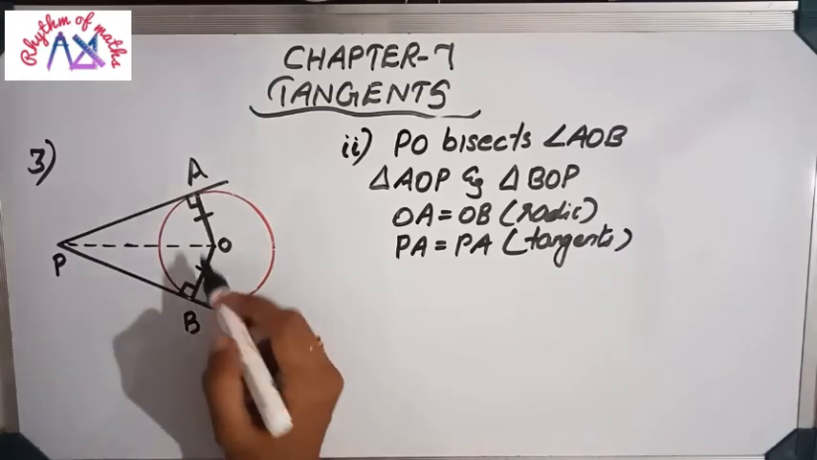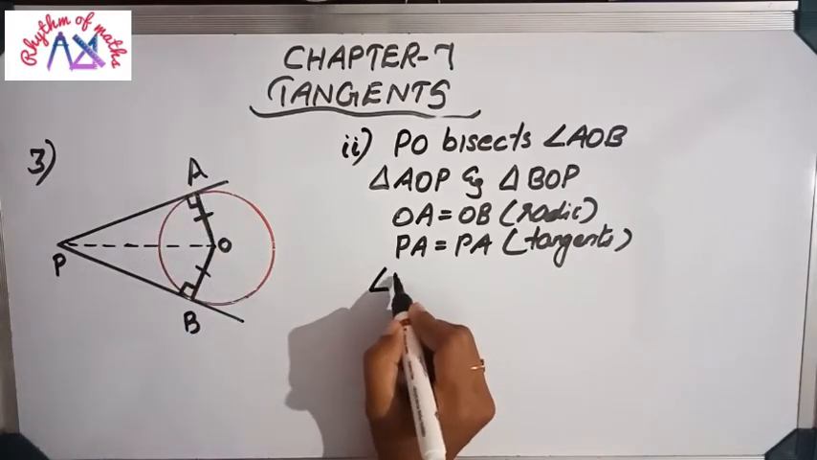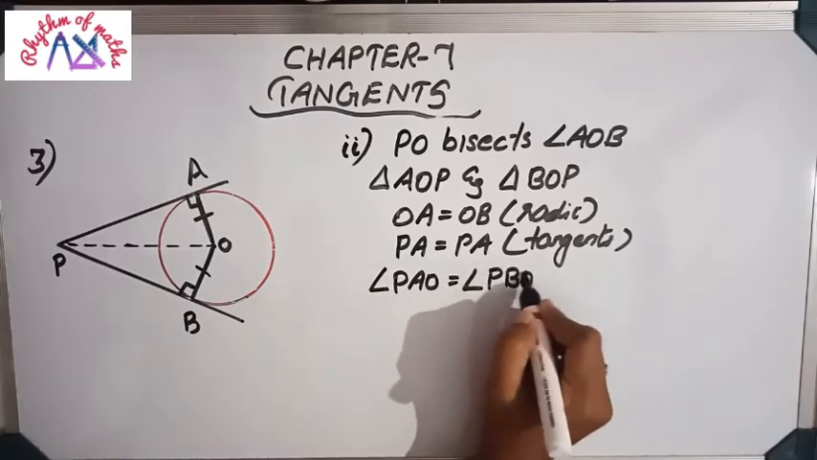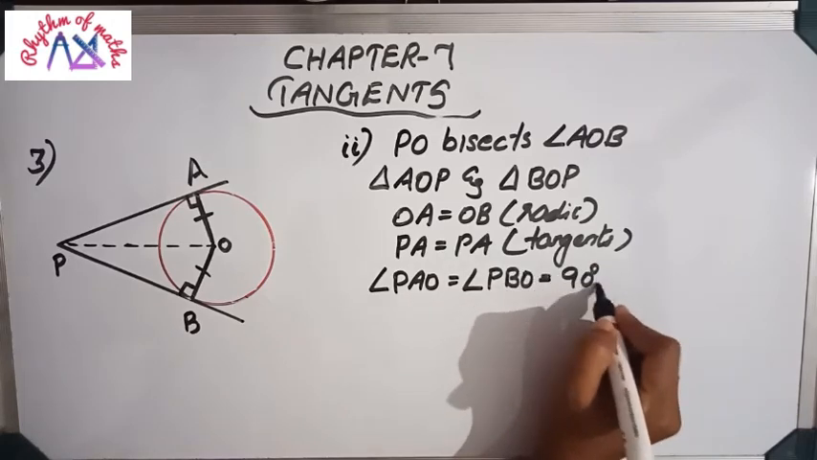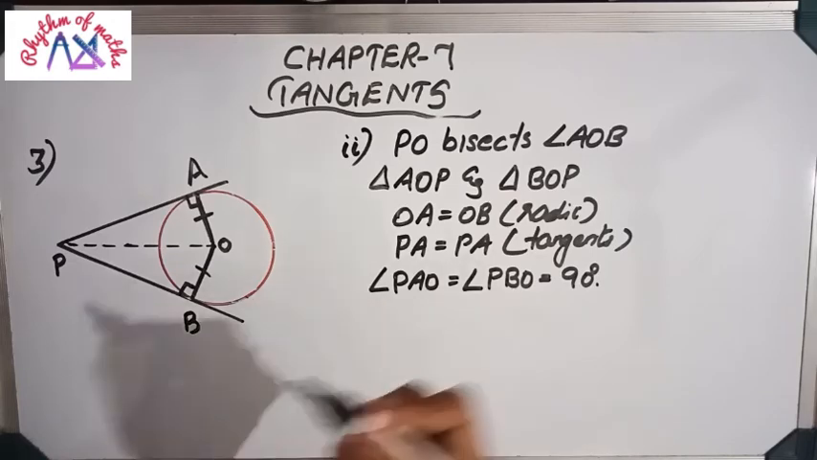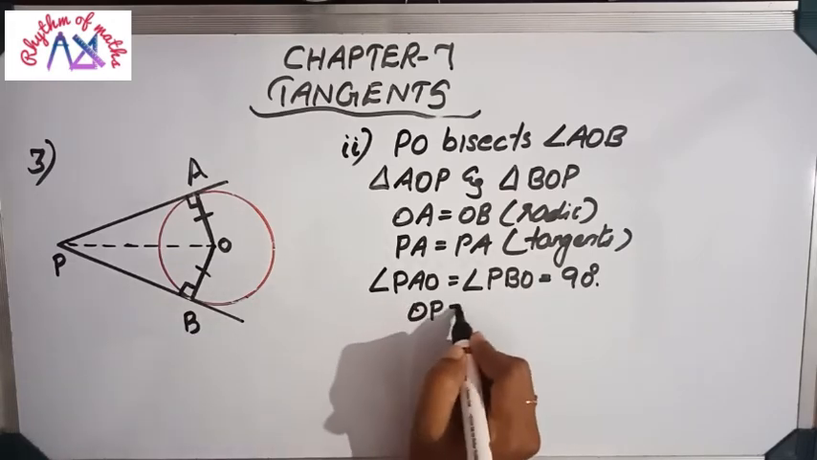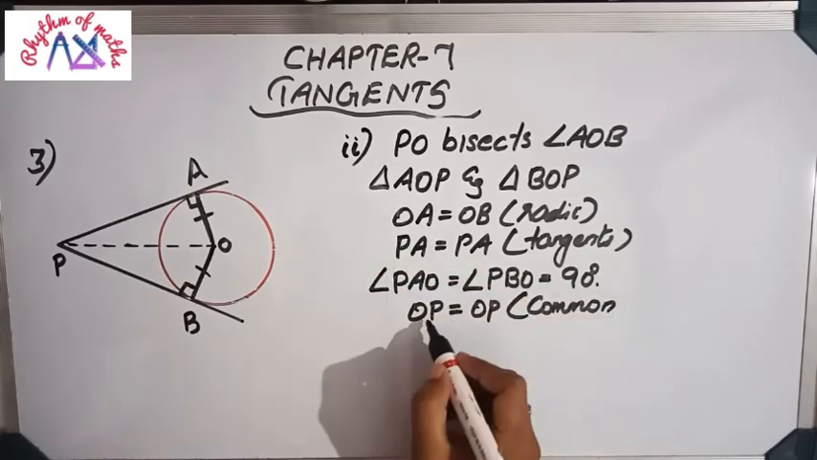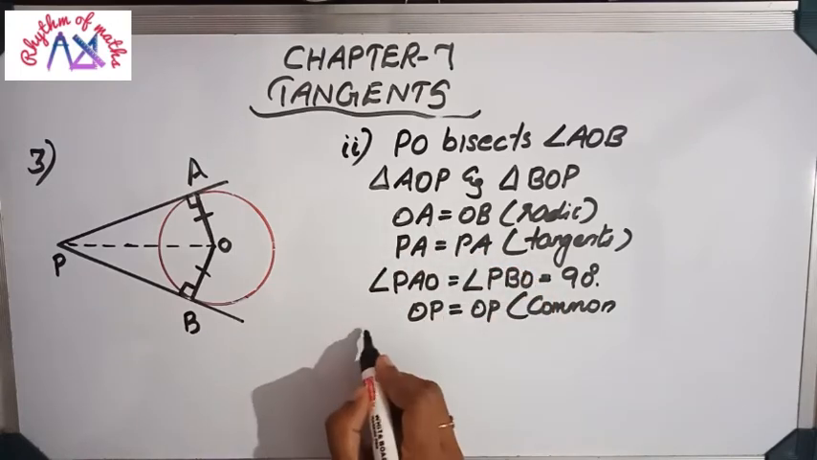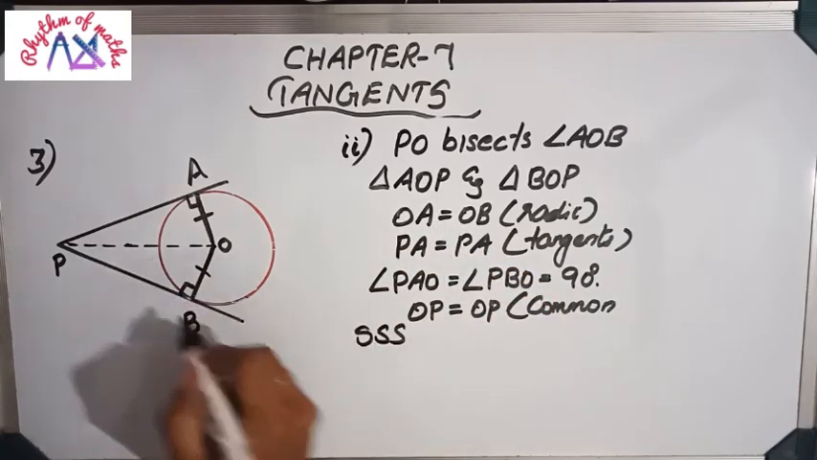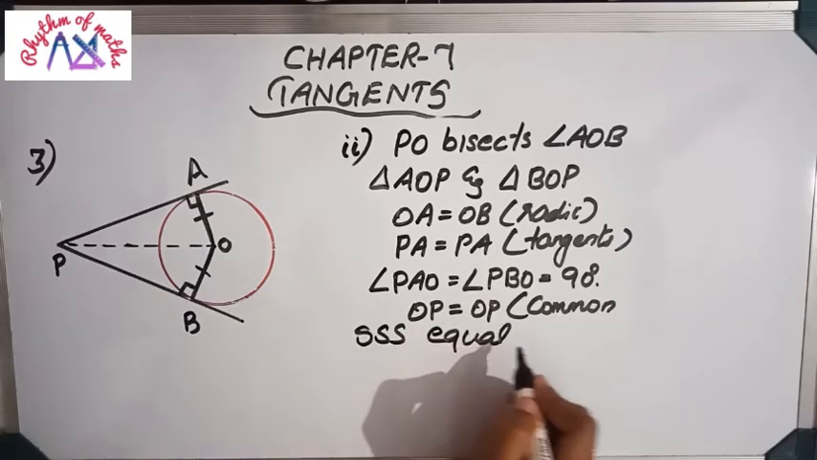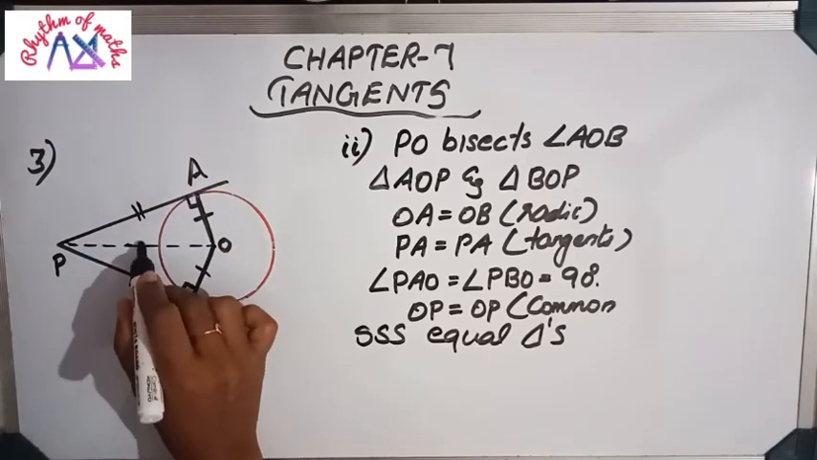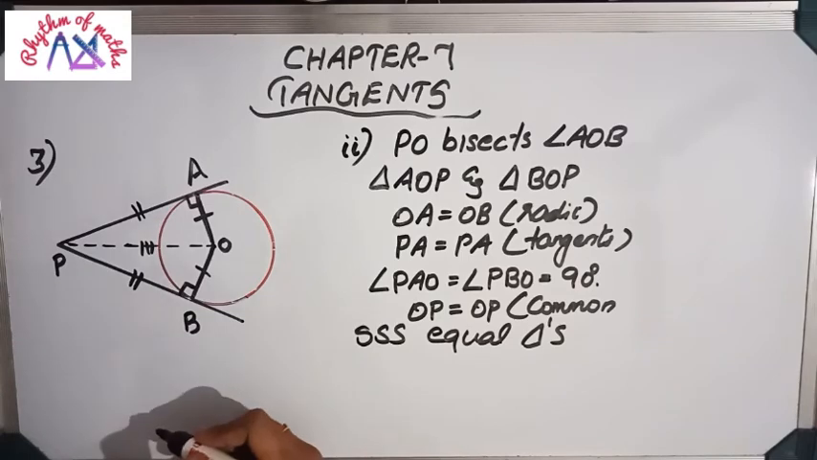Now the angle between them, that means angle PAO equals angle PBO, equal to 90 degrees. Or we can write OP equals OP, common side. Any method you can apply. Now when we consider this, we can say all three sides are equal. So by the SSS property, these two triangles are equal triangles. First side equal, second side equal, third side is a common one.